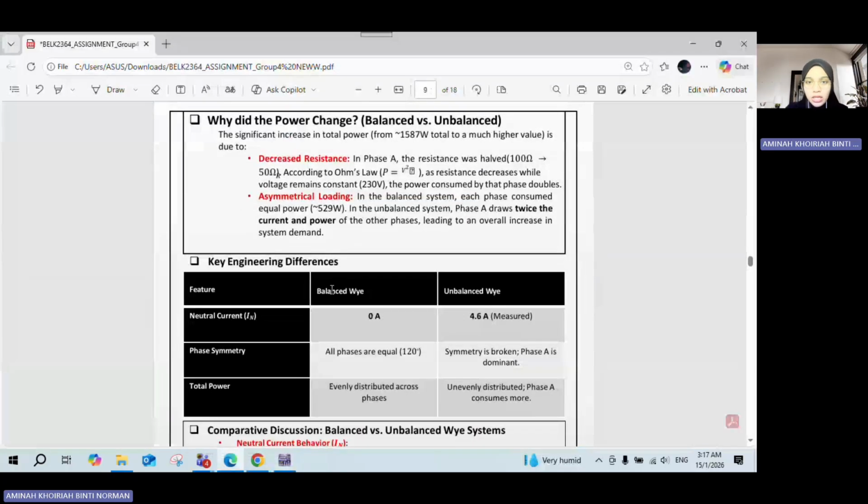Why did power change? Balanced versus unbalanced. The unbalanced circuit used a lot of power compared to the balanced circuit.